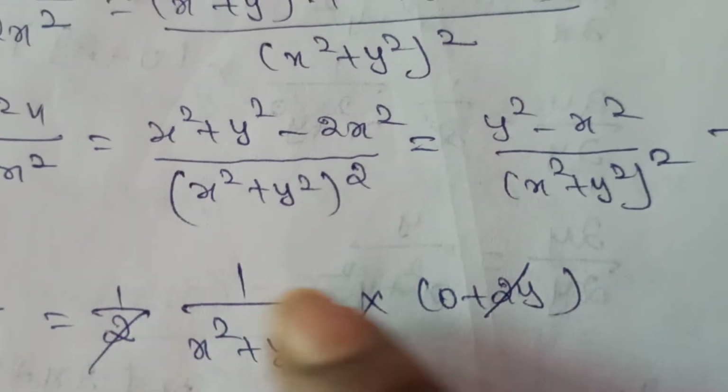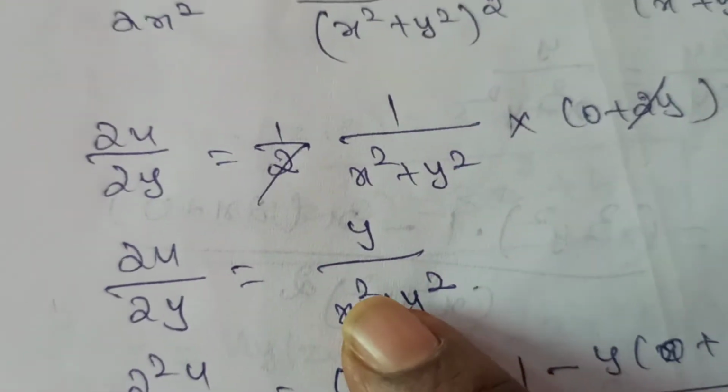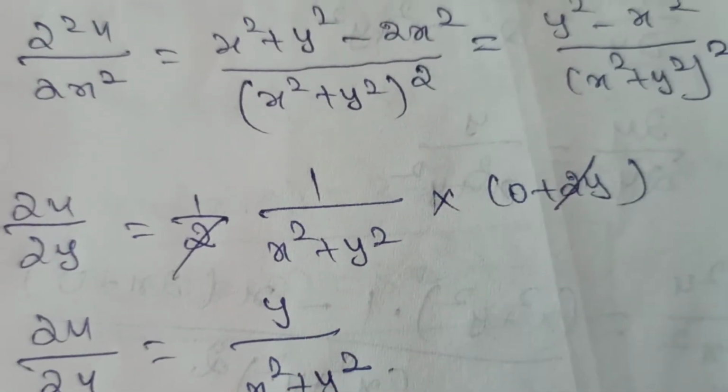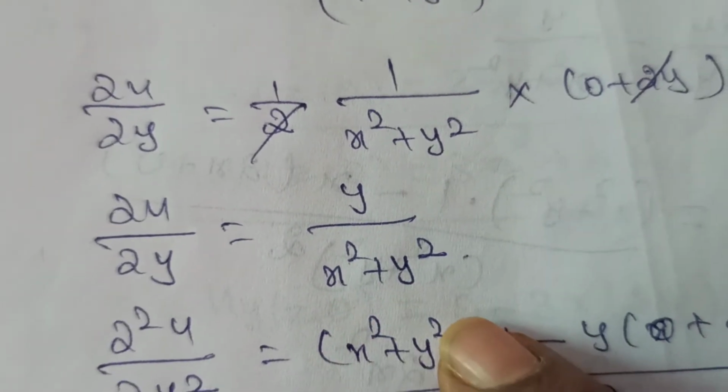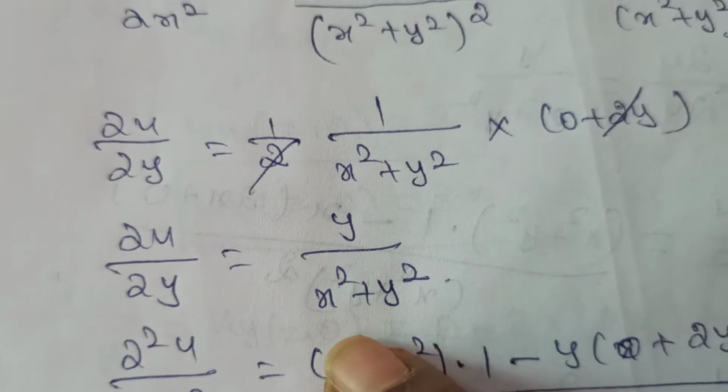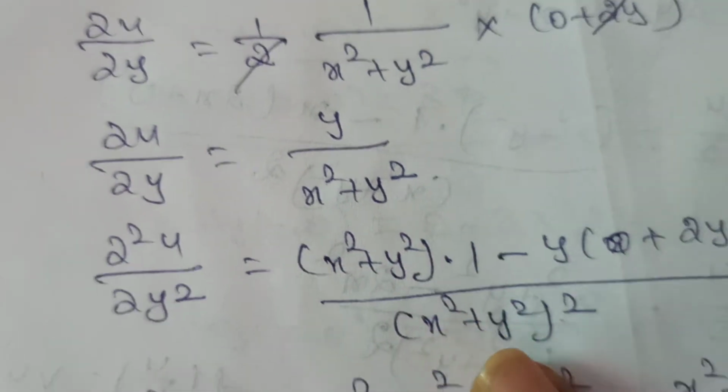Okay, now here the two values cancel, and finally we can write the remaining value: y divided by x square plus y square. That is ∂u/∂y, which is equal to y divided by x square plus y square. Okay, and next.